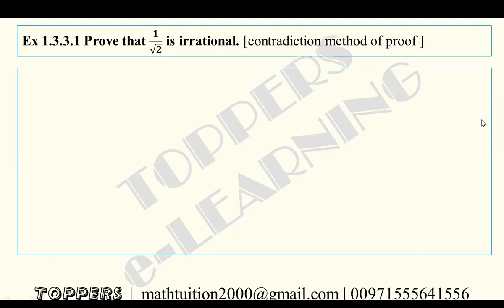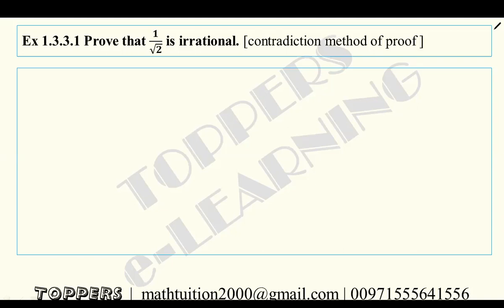Today we are discussing 10th CBSE Mathematics chapter number 1, Real Numbers. Exercise 1.3, question number 3. In question number 3 there are 3 sub-questions, and we can do each one. First question: prove that 1 by root 2 is irrational.